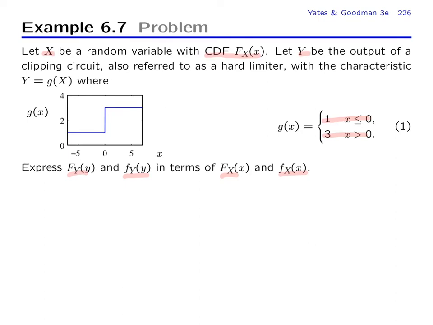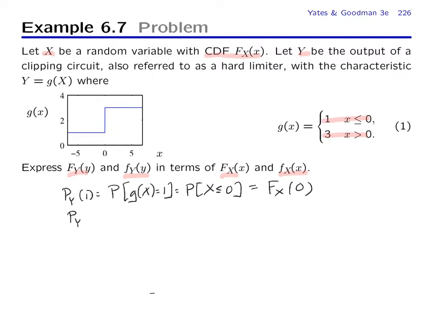This is actually a pretty simple situation because even if X is continuous, the output g of X, the output of the limiter, is discrete. It's either 1 or it's 3. The probability that Y is 1 is equal to the probability that g of X is equal to 1, and that's equal to the probability that X is less than or equal to 0, and that, of course, is the CDF of X at 0. The only other possibility is that Y is 3, and so the probability Y is 3 is 1 minus the CDF of X at 0.